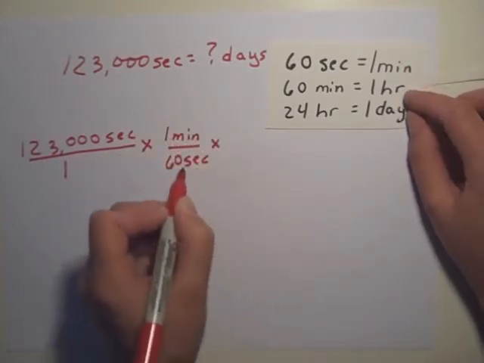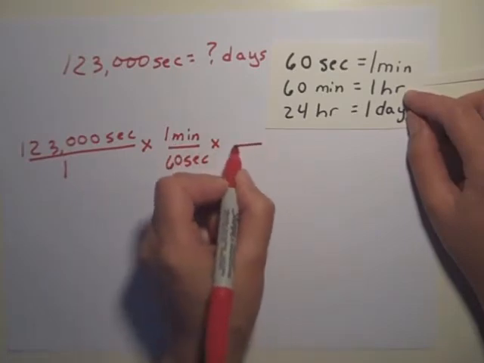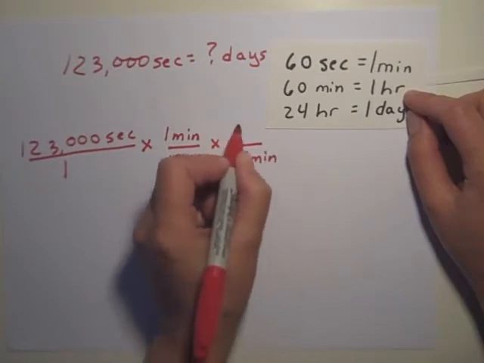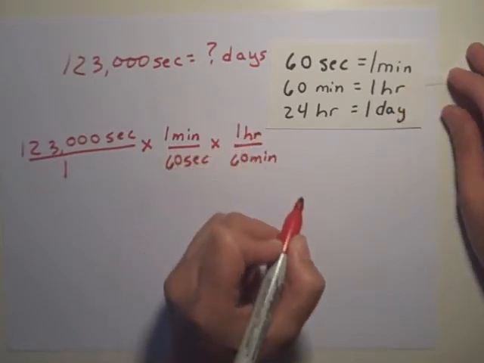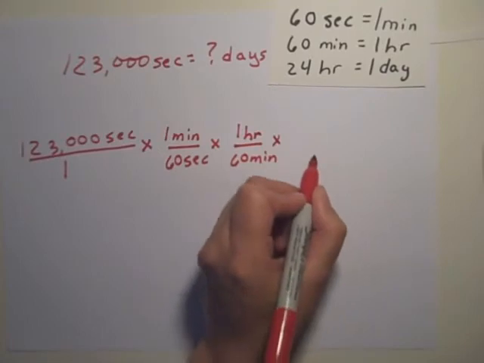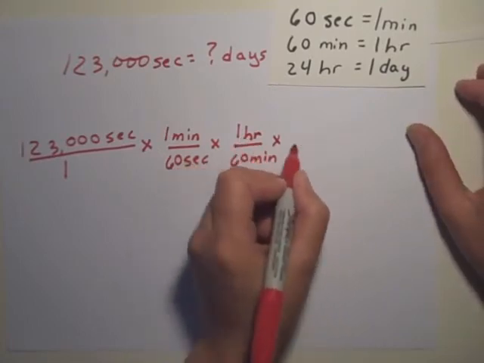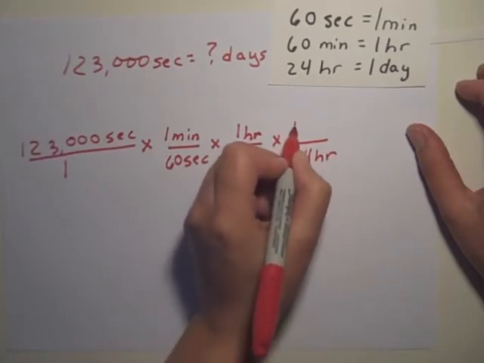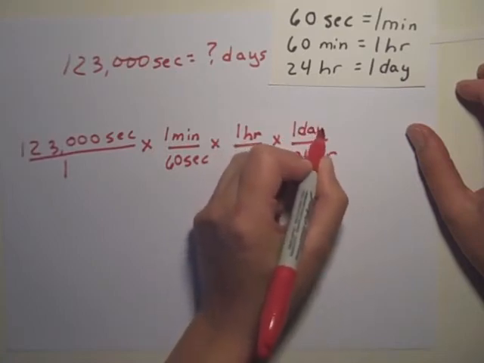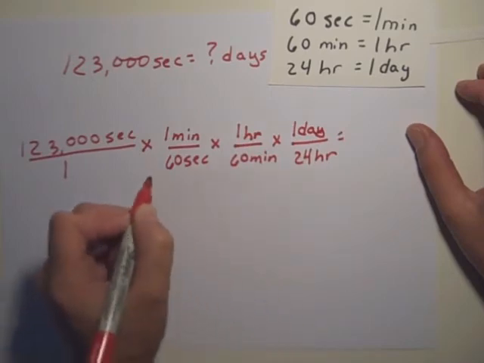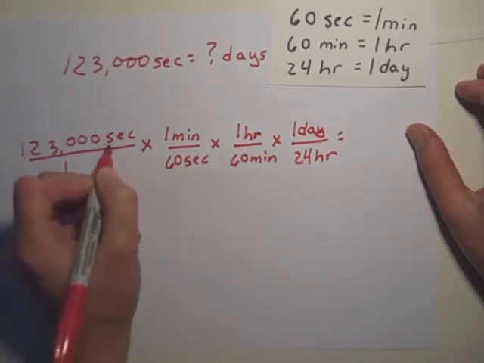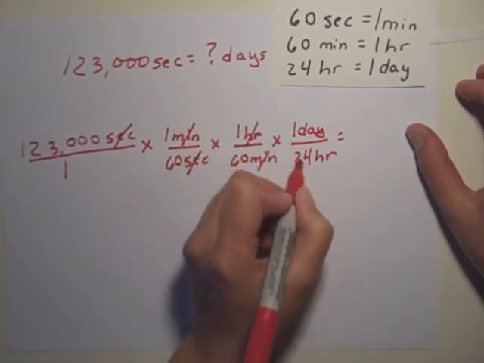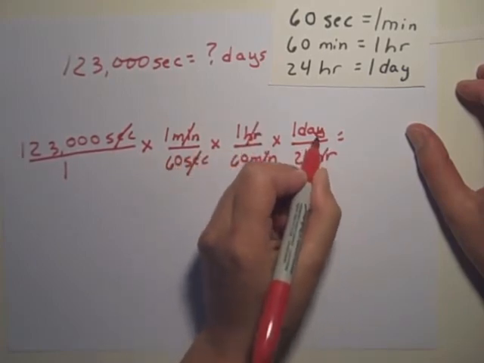Second conversion factor. 1 minute's in the numerator, so 60 minutes must be in the denominator, and 1 hour in the numerator. Last one. Hours is in the numerator, so hours must be in the denominator, with a day in the numerator. We go through and we cancel now. Seconds cancels, minutes cancels, hours cancel, and we're left with days.